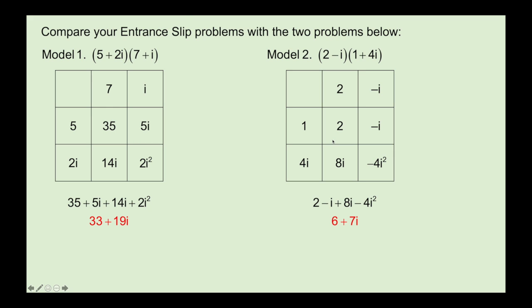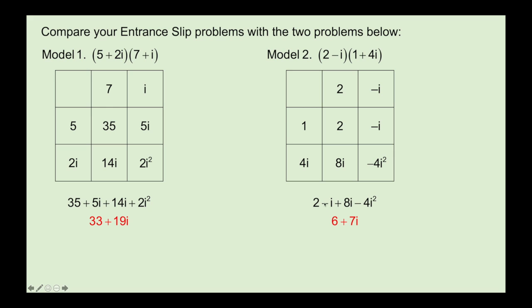These are examples that are very similar to the entrance slip problems, with the exception that instead of having x's, we now have i's in our problem. Everywhere we have an i in our problem, we would have had an x on the entrance slip. So one main difference here is that where we had the x squared, which now is an i squared, that is going to turn into a -1. Therefore, we've got 2 times -1, making this a -2. Now when I combine 35 and -2, I get 33. 5i and 14i combine to give me 19i.